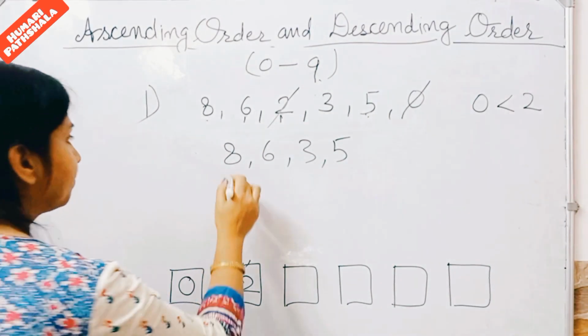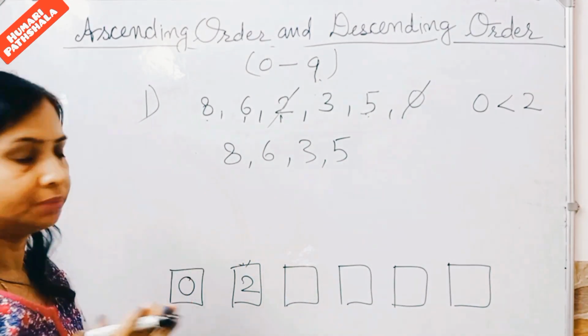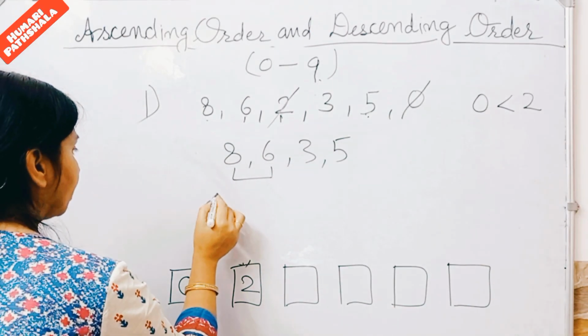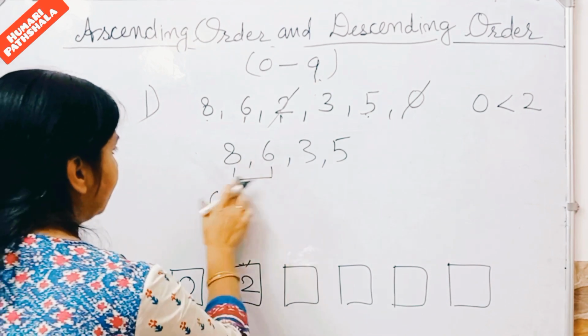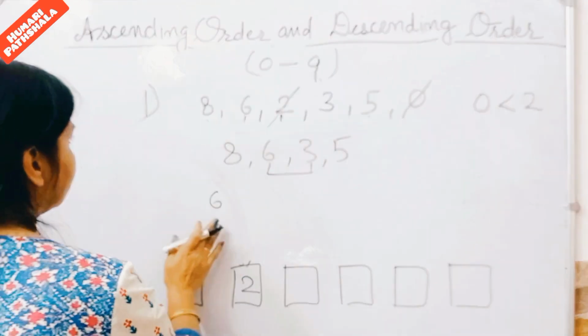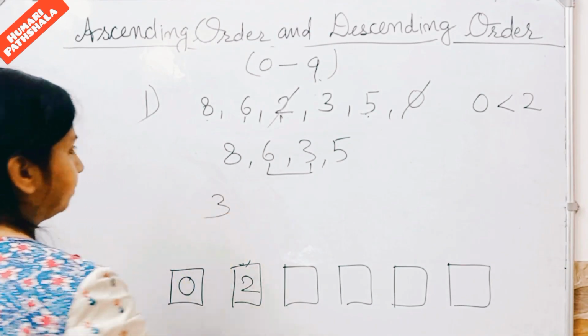Compare these two, 8 and 6. Which one is smaller? 6 is smaller. Now 6 and 3. Compare these two numbers. Which one is smaller? 3 is smaller. Now replace this number by 3.